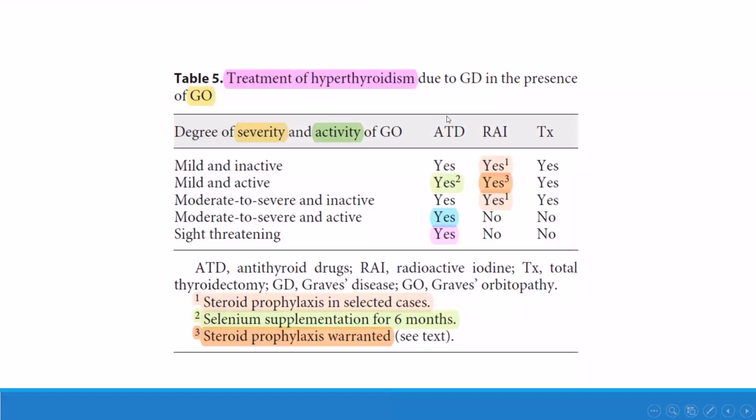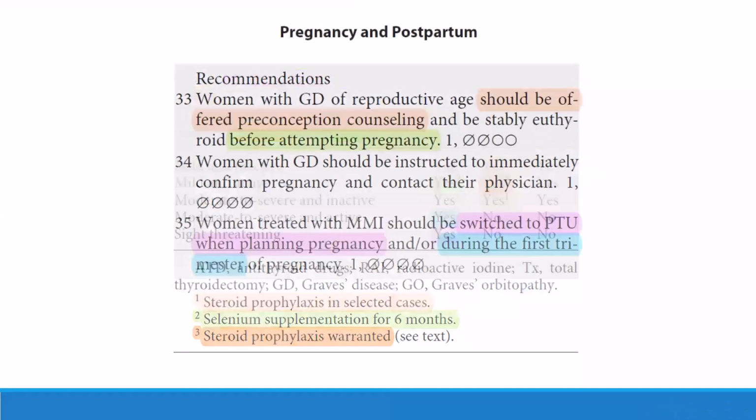So medical therapy is the best option for management of Graves' disease in the presence of Graves' orbitopathy. Also, surgery can be used in mild and moderate inactive cases.